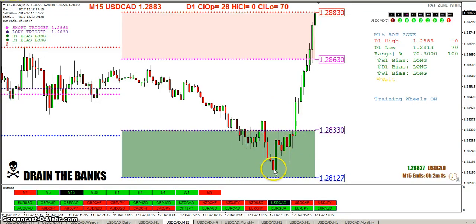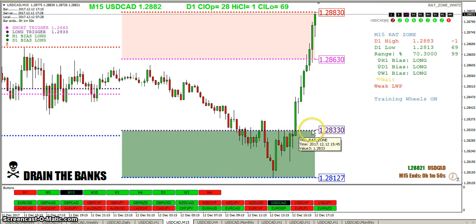And as you can see here with the rat zone, it put in a low. We've got red followed by green. This candle broke the high. There was a trigger. Red, green, broke the high. Red, green here. Broke the high of this green. So right here, last chance to get on the bus. Ship is sailing. And once again, simple.